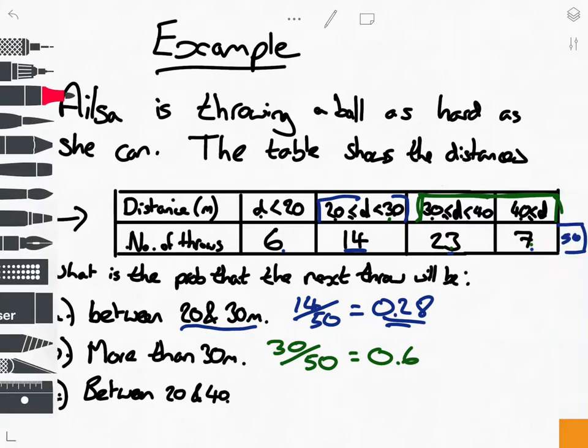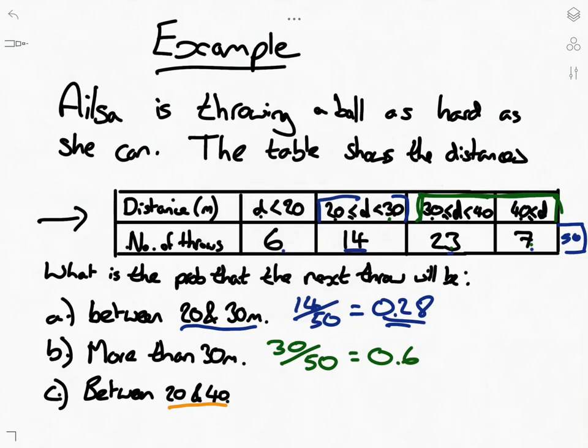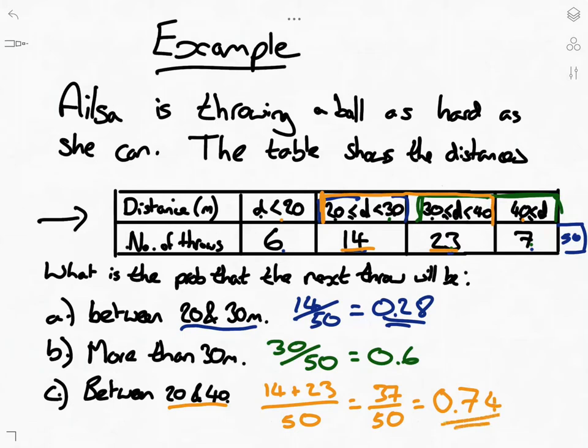And now let's look at orange. Between 20 and 40. So this is less than 20. So this is 20 and 30. 30 and 40. That's too big. So it's 14 and 23. So 14 add 23, out of 50 still. So what's 14 add 23? It's 37. And we can put it as a decimal. I think that's right. Yep. And that's it. That's all this is. So it's quite straightforward once you know how to do it.